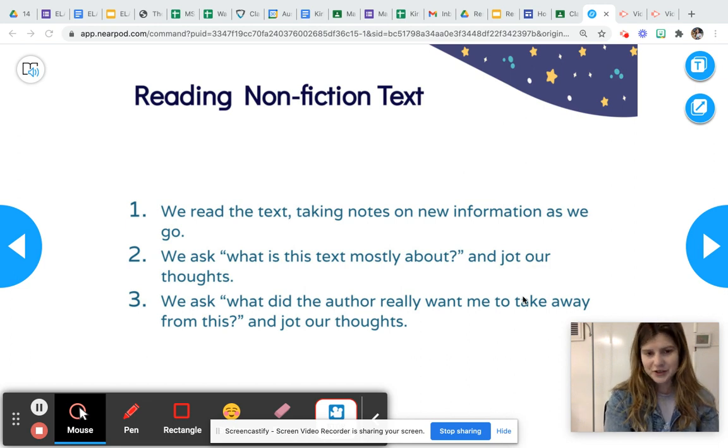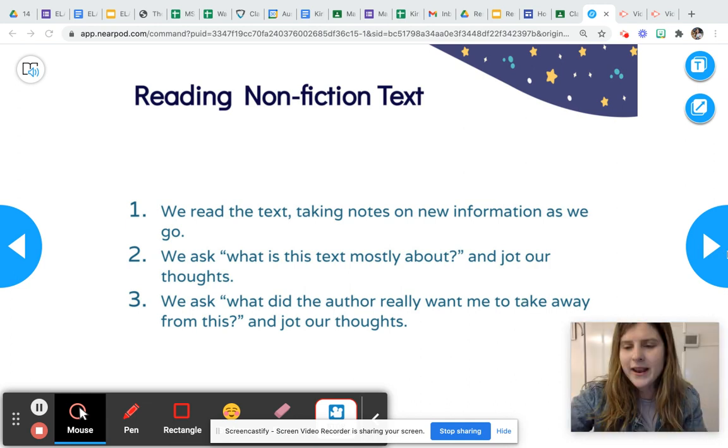So when we read nonfiction, we want to first know how to take notes. We want to know how to annotate a passage to know what's happening in nonfiction, because nonfiction can be just a lot of information at once sometimes. So we want to first read the text and take notes on new information as we go. Then we want to ask ourselves, what's this text mostly about? And jot our thoughts. Then we want to ask, what did the author really want me to take away from this? And jot our thoughts.